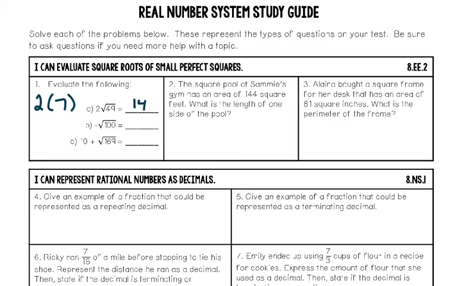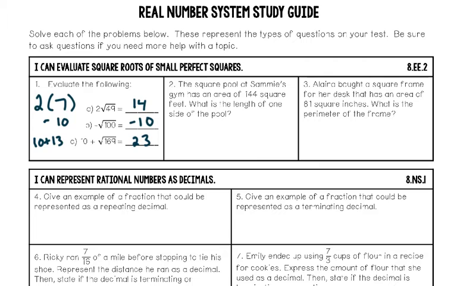The same thing goes for B. The square root of 100 is 10, and then there's a negative on the outside, so just make it negative. So negative 10 is your final answer. The last one says take the square root of 169 and then add 10 to it. So the square root of 169 is 13, because 13 times 13 is 169, and then add 10 is your last step. So 10 plus 13 is 23. Let's look at number 2.